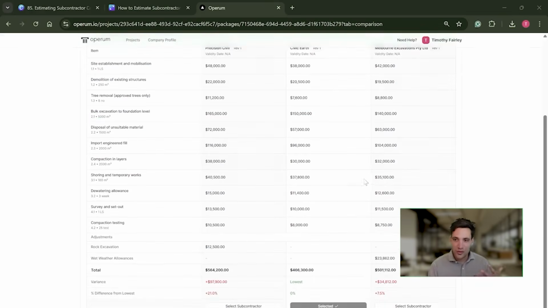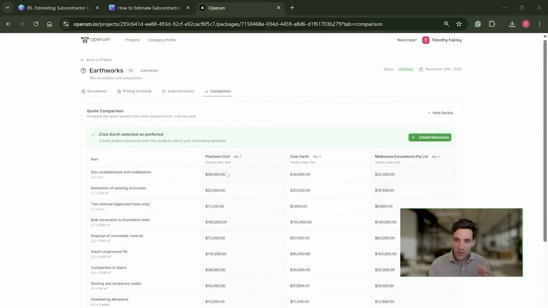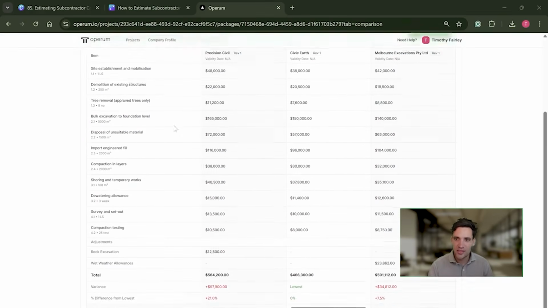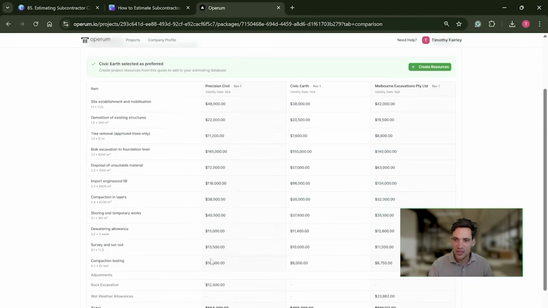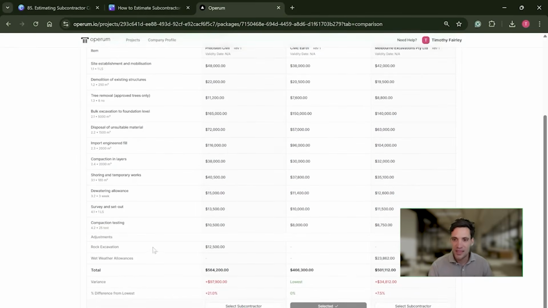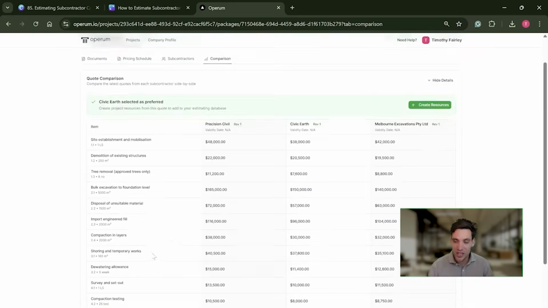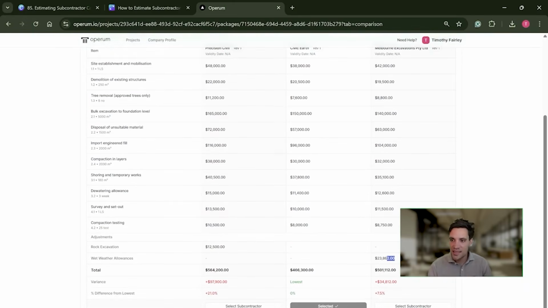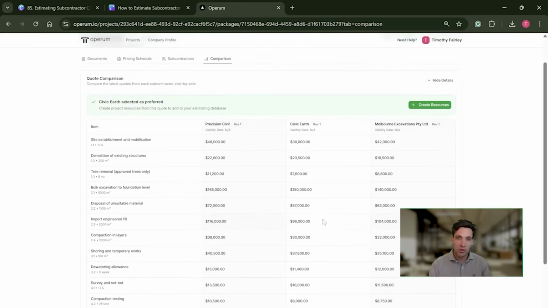Again, me shamelessly promoting Operum, but here are 3 quotes for different civil contractors. We've got the pricing schedule that we issued to them at tender. Each of them has filled this out. And then we've got specific adjustments to their quote. For example, Melbourne excavations didn't include wet weather allowances, so we budgeted for that and then have adjusted and have a total leveled price for each subcontract, and then can look at which one of these we want to include in our estimate.